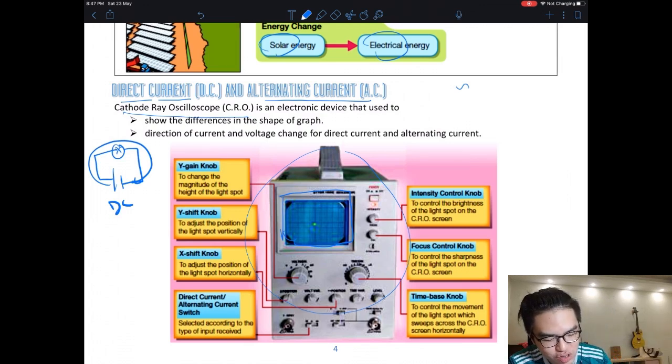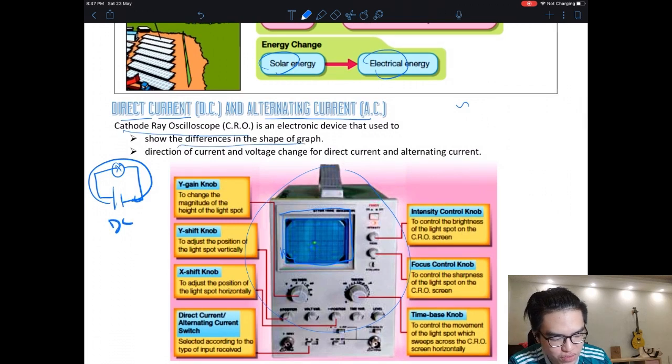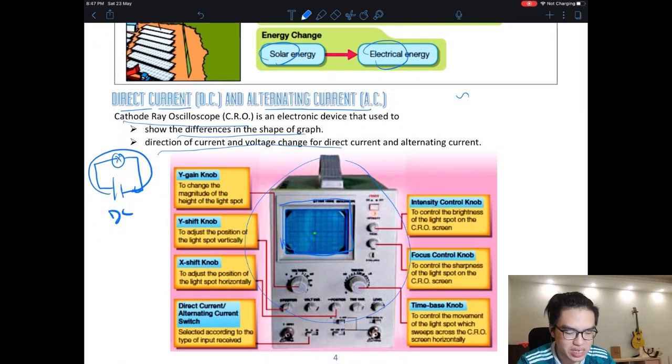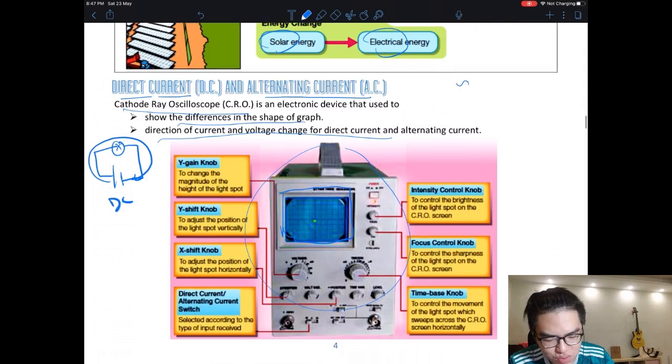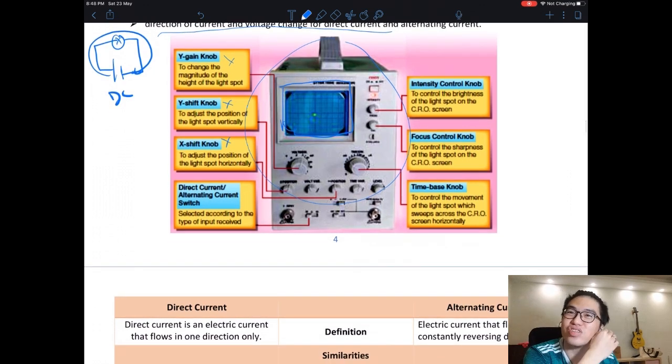So it is an electronic device to show differences in the shape of the graph, direction of current, and voltage change for AC and DC. What is Y zero, Y shift, X shift? You don't need to know. You only need to know the shape of the graph. How do AC and DC look like? That's all. Let's look at AC and DC difference.